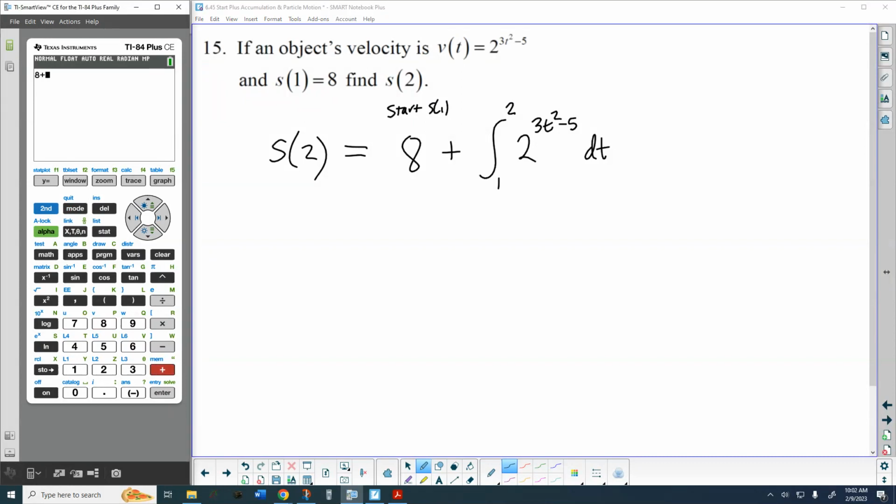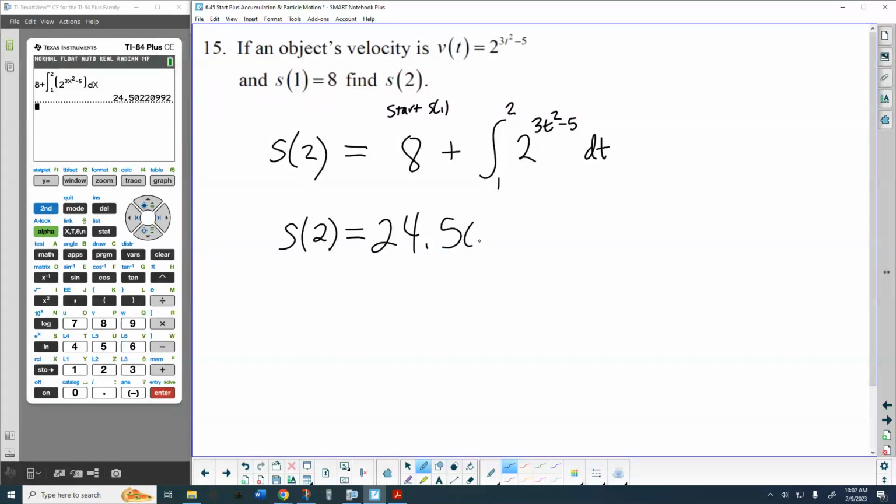You can do 8 plus the integral from 1 to 2, and then just put your function in. Preserved for all time is my inability to use my calculator. And we get 24.502. Did anyone else get that? I had a hard time typing it in, so okay. S of 2 equals 24.502.